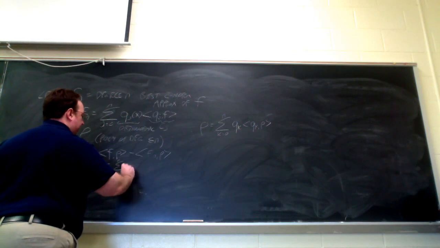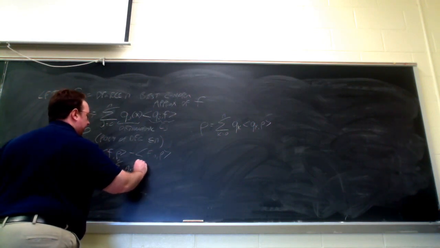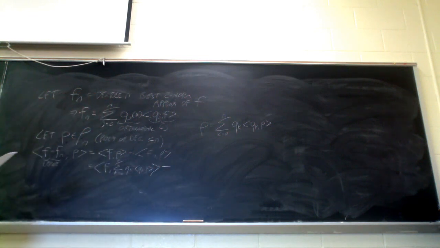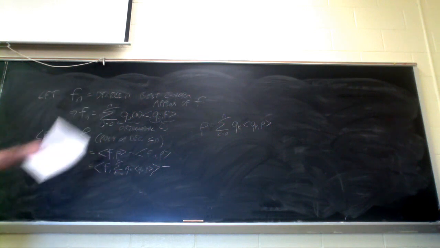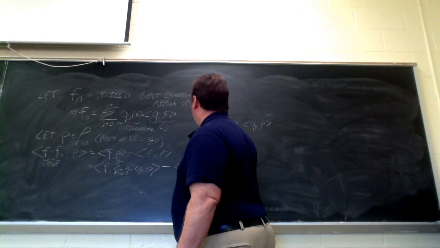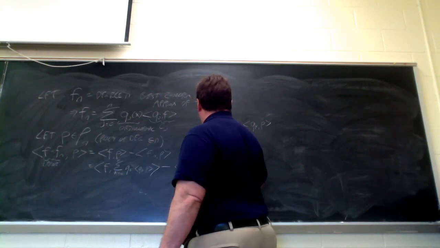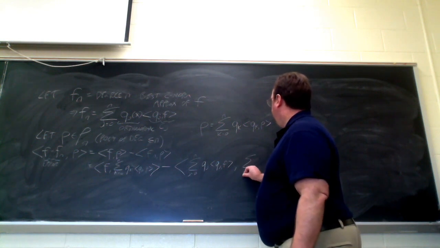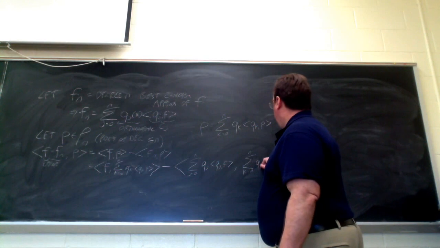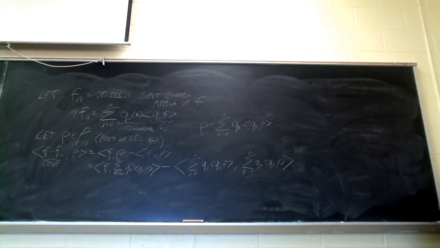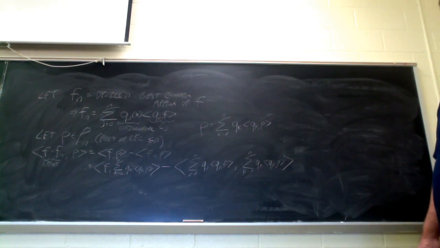So I have Qk times the inner product of Qk with P. And then over here, I can replace both Fn and P with their representations in terms of the Q's. So Fn is the sum of Qj times the inner product of Qj with f, and then here we have for P, Qk times the inner product of Qk with P. All right, so now what I want to do is try to simplify this as best we can.